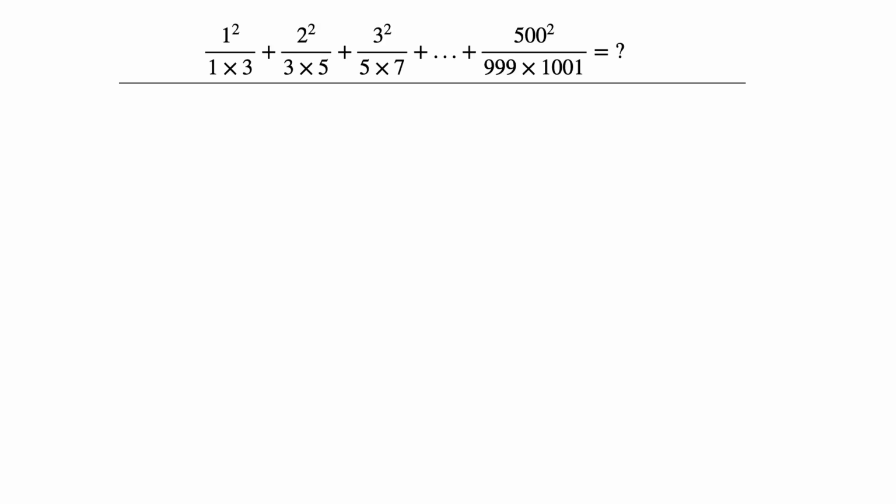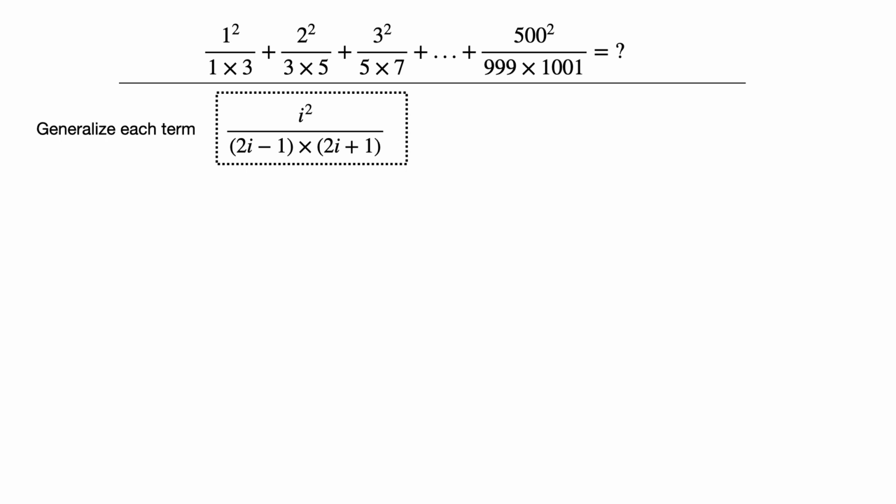Okay, let's take a close look at this problem. There are 500 terms. Let's first generalize each term. If the numerator is I squared, where I changes from 1 all the way to 500, then the denominator is 2I minus 1 times 2I plus 1. So these are all the odd numbers.